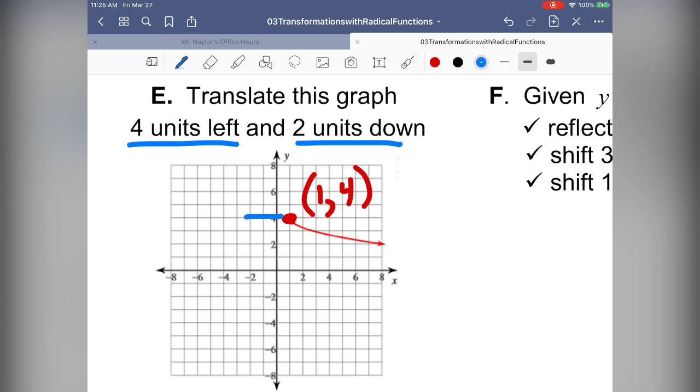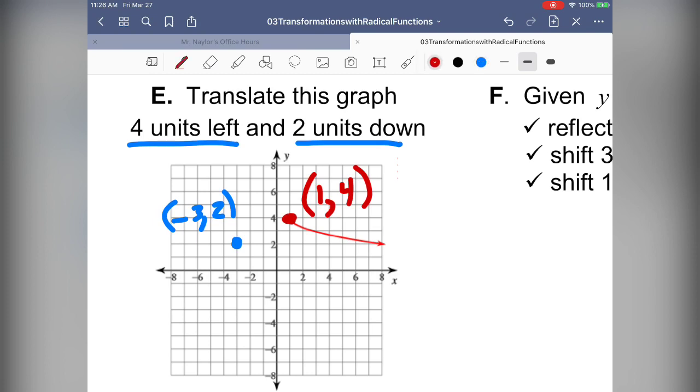If I go 4 units to the left, that is going to move me to this location. But then, of course, if I go 2 units down, I will arrive at my final destination. So the idea here is to take the starting point, in this case 1, 4, go 4 units left, go 2 units down, and end up at a new transformed point, and you can label that point as -3, 2.